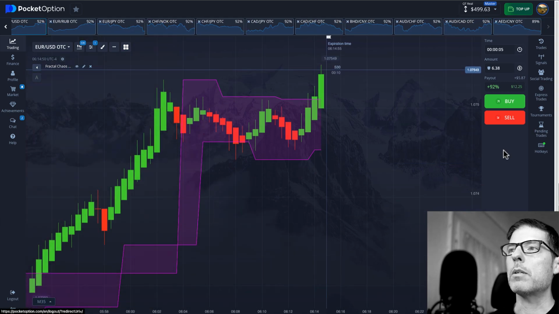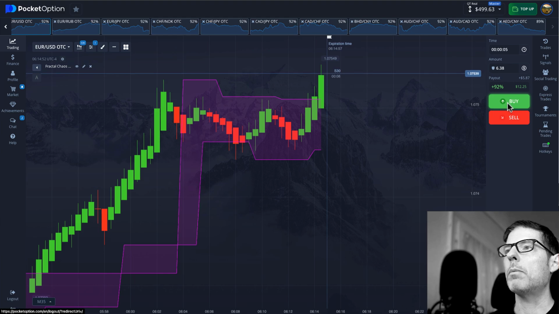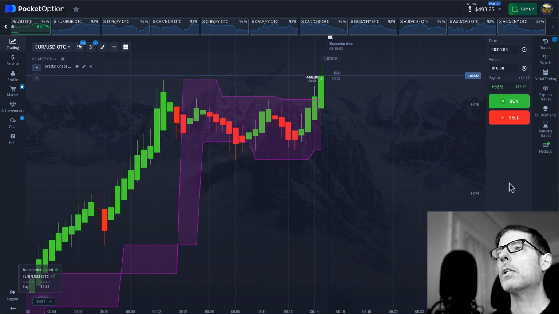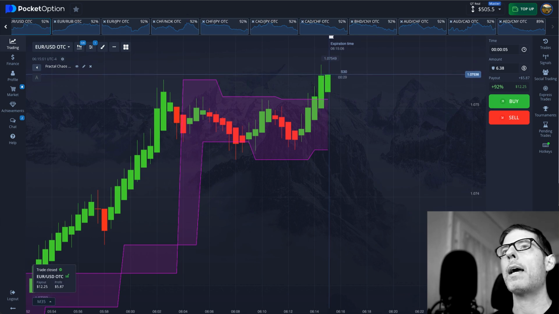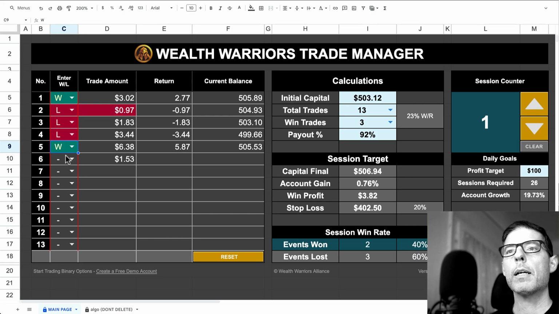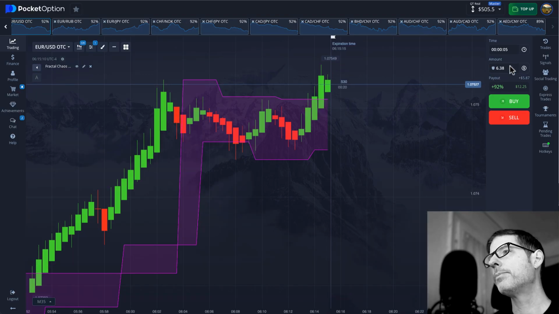Let's look for another one, guys. Oh, this looks pretty good. If I get a pullback here. There we go. Give me a little bit more of a push up. 2 more seconds to go. Let's close that. And we got a winner. Mark it as a win. Next trade amount is 153. We must win 3 out of 13 trades. 153.